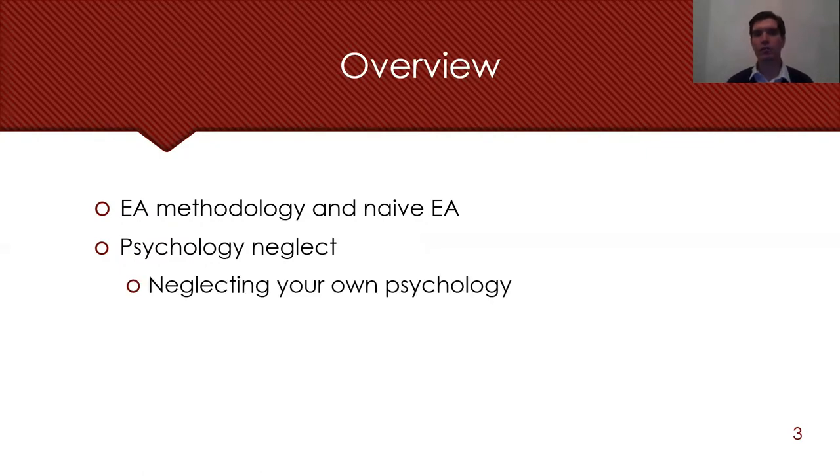First, you might neglect your own psychology. You might neglect the fact that you have psychological limits and you can't work all the time, for instance. And second, you might neglect other people's psychology. You might neglect the strength of their emotions and preferences, and therefore you might criticize them overly harshly, which might turn them against you.